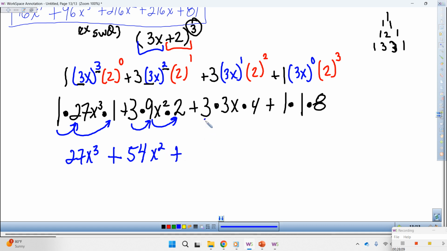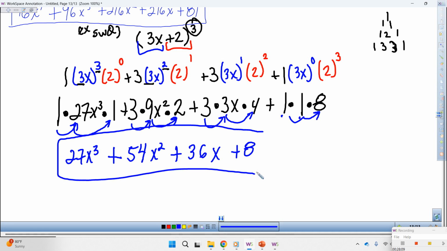Plus, what is 3 times 3? 9 times 4, 36. Bring down the x. Plus, what is 1 times 1? Times 8. 8, and we are done. Check your work, please. Hands, have you got that? All right, not bad. Let's go.